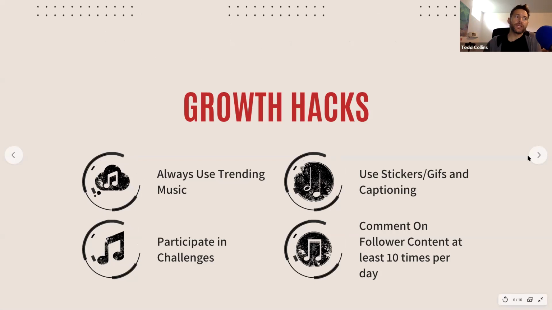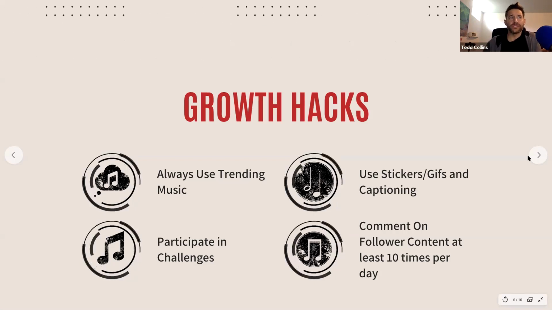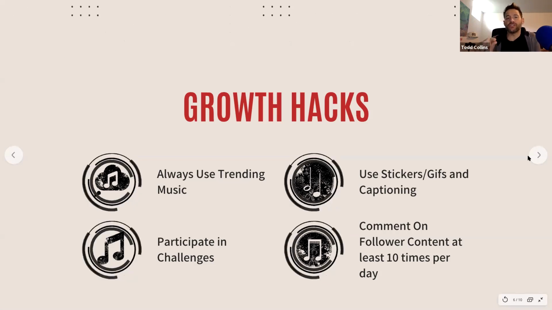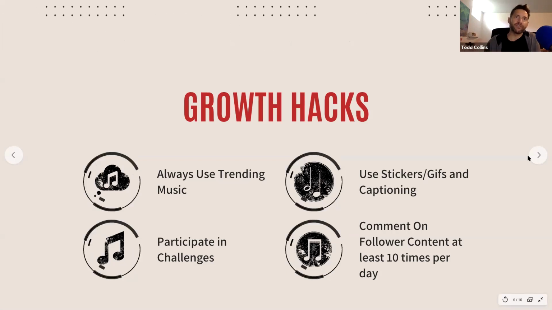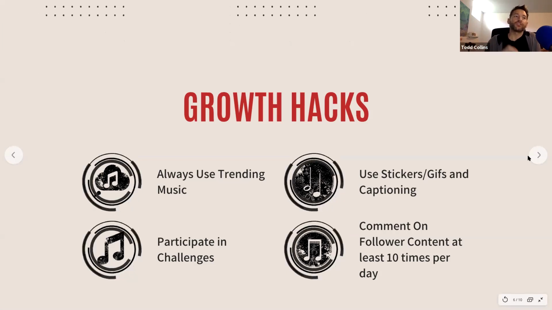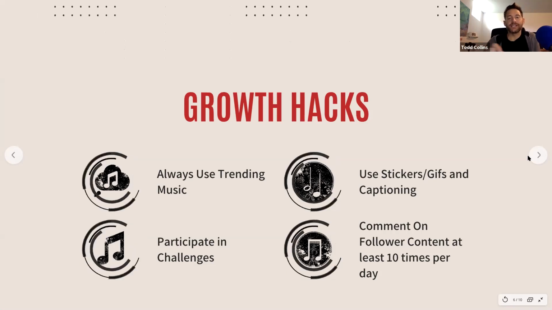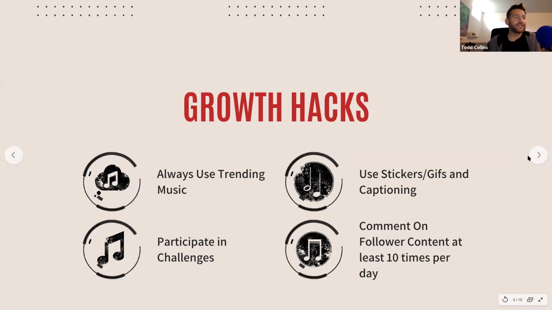Instead, what you should be doing is using trending music. Hopefully everybody on here that's on TikTok knows where the trending music is, but also make sure the duration of the trending music you're going to use matches up with the time on your video. So if you're posting a 15-second video, make sure that the trending music you're picking lasts 15 seconds and is not a 3-second music clip, because that's not going to make much sense.